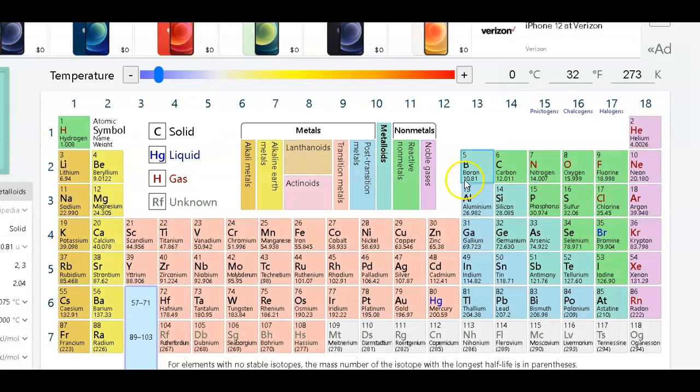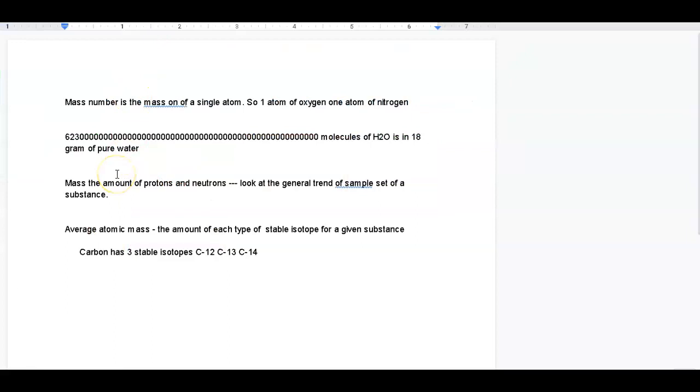But if you see this 14.007, that is not indicative of a single atom. That is indicative of the average of the isotopes of a stable substance. Okay? Stable atom. So you can't have nitrogen 15 because it's not stable and it degrades into another atom. So that's for another topic.